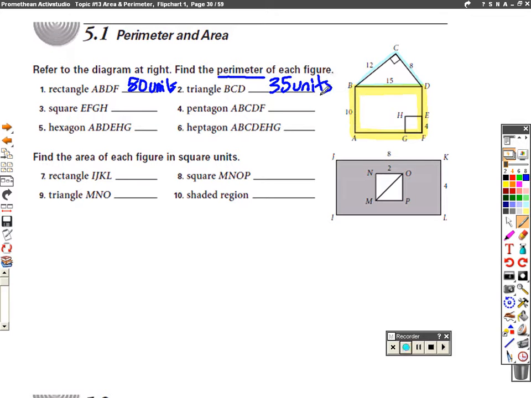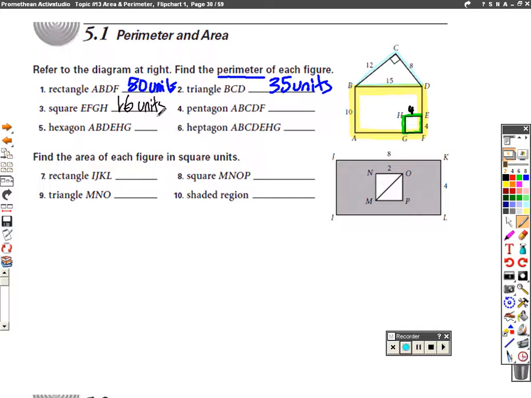All right. Square EFGH. That is located right here at the bottom, EFGH. And since it's a square, that tells me all the sides are equal, even though they're not marked. So this is 4 as well. All the sides are equal. So if I add up 4 plus 4 plus 4 plus 4, there's 4 of them, 4 times 4 is 16. It's going to be 16 units.